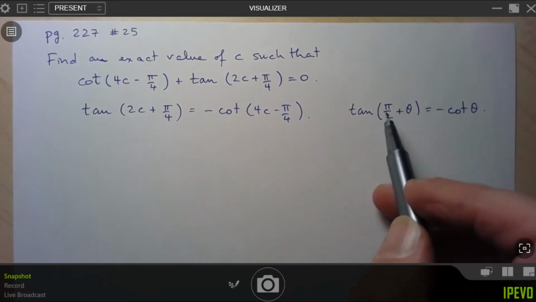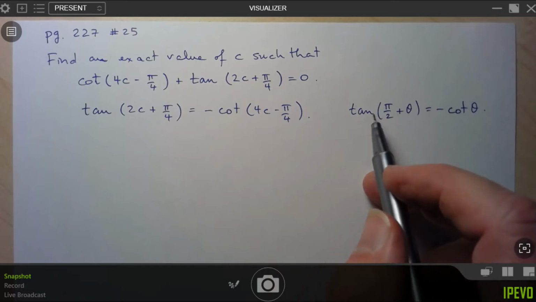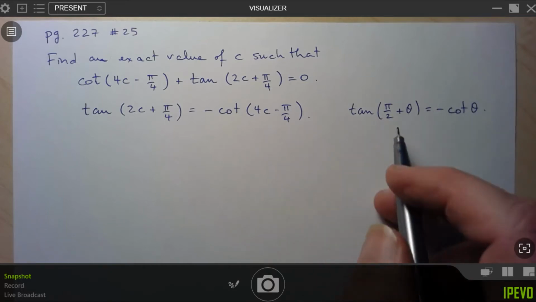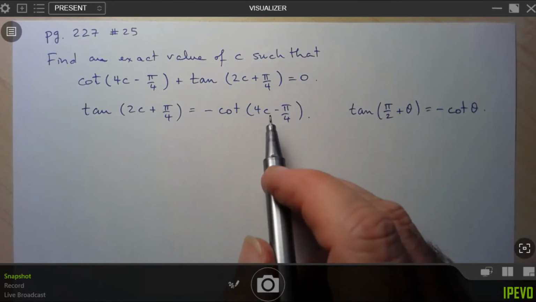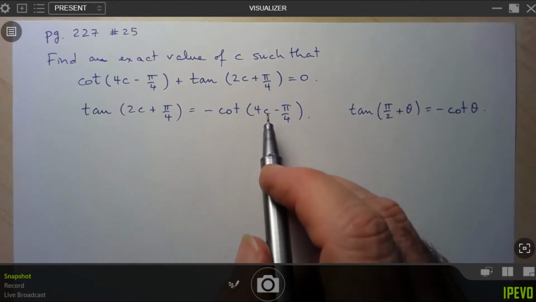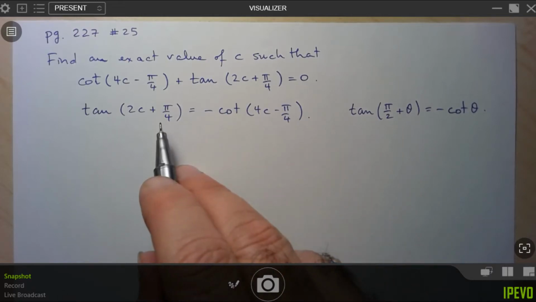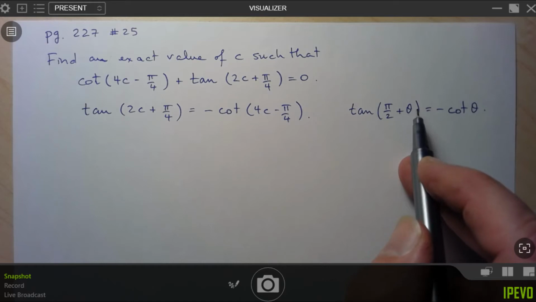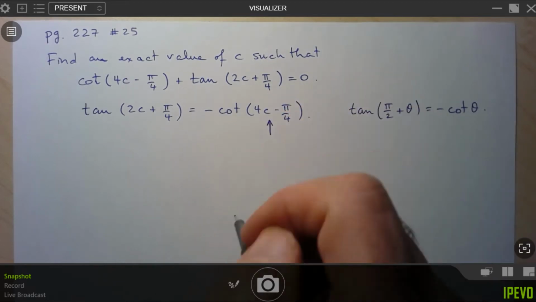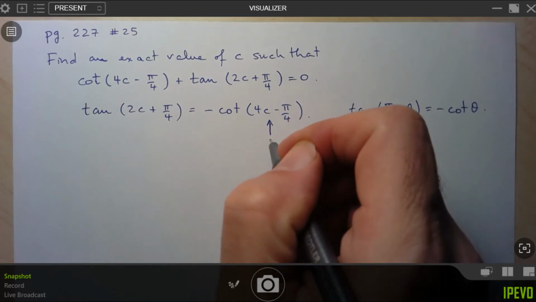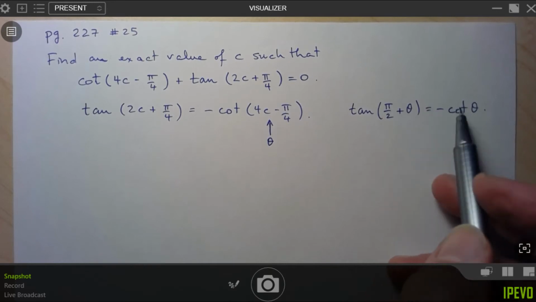Now, what you have to remember about this equation is it's not an equation that you solve. This is an identity, meaning it's true for any value of theta. I can choose theta to be anything I want. In particular, I'm going to choose theta to be equal to the angle inside this cotangent. I want to match up this equation to my identity perfectly, so I'm going to let this angle here, 4c minus pi over 4, be equal to theta. But remember, this equality is always true.